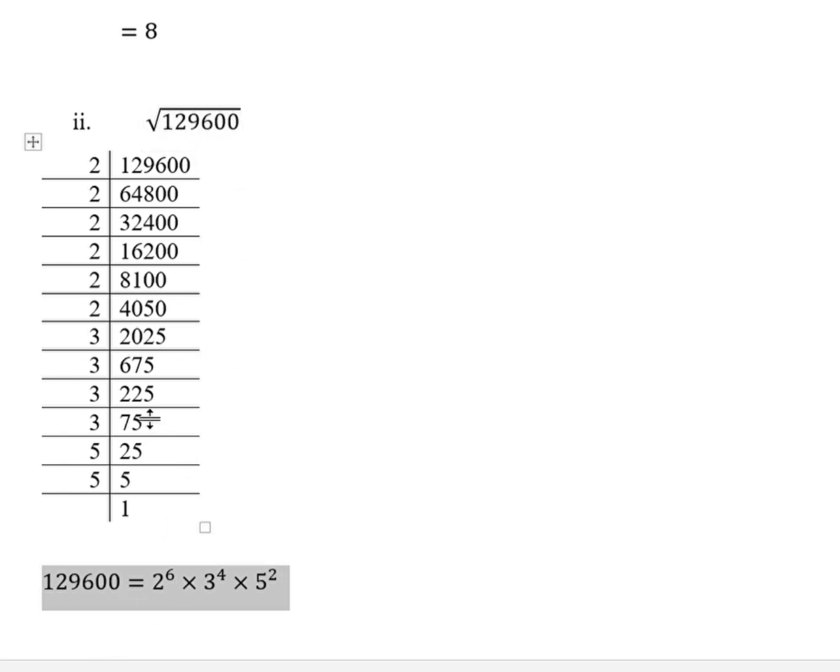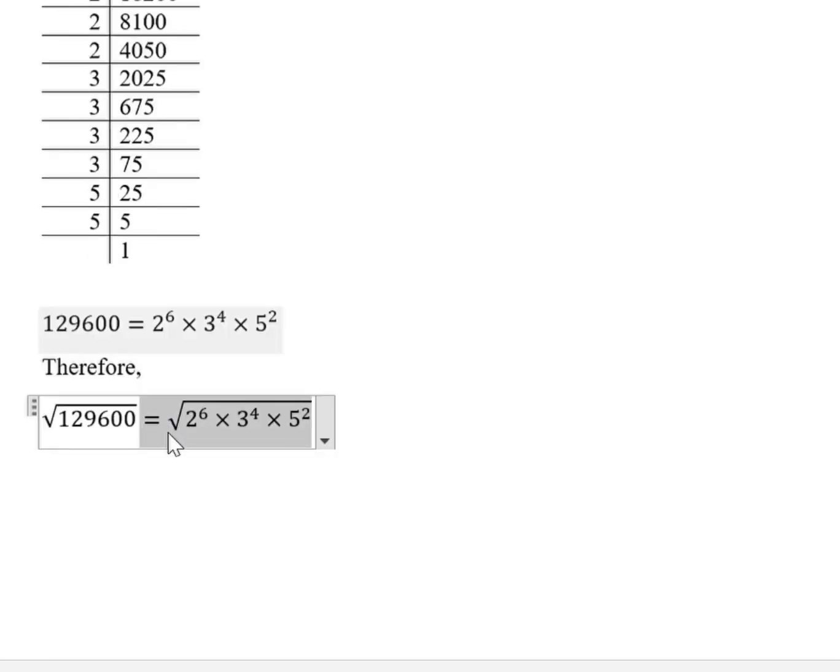Therefore, we can write 129,600 in terms of its prime factors as 2 raised to power 6, because there are 6 2's. So we shall have 2 raised to power 6 times, how many 3's? 1, 2, 3, 4. So it will be 3 raised to power 4 times 5 squared.